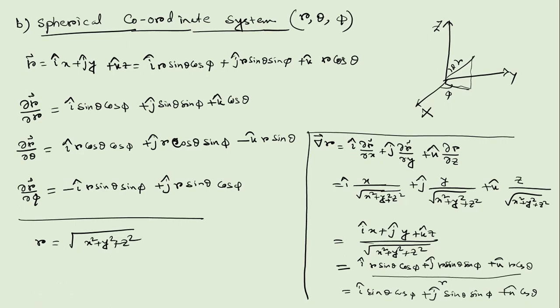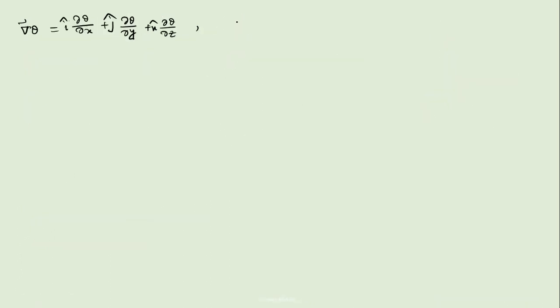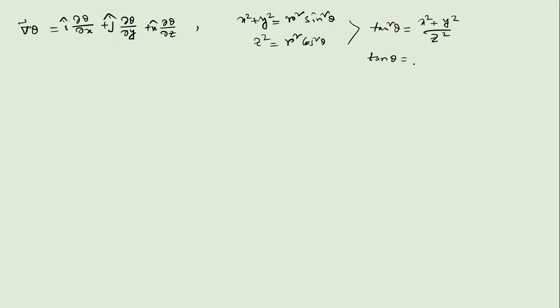If you square these, x square plus y square gives you r square sin square theta, and z square gives you r square cos square theta. So tan square theta is nothing but x square plus y square by z square. So tan theta gives you root under x square plus y square by z. So theta is equal to tan inverse of root under x square plus y square by z.